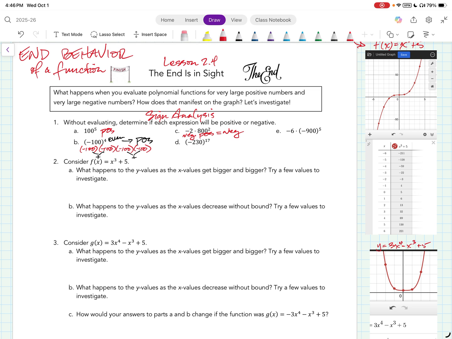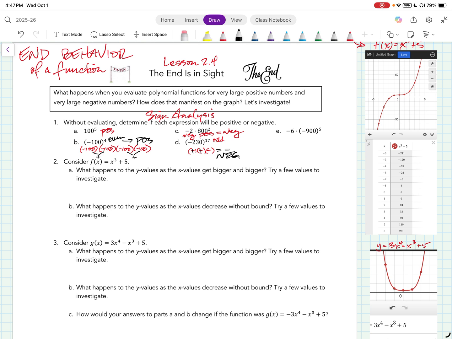Now here, negative 230 to the 17th power, we're multiplying an odd number of negatives. Anytime you multiply an odd number of negatives, like three of them, you're going to end up with a negative number. Because the first pair, a negative times a negative, is a positive. That positive times a negative, well, guess what? You're going to end up with a negative. So remember that. Anytime you take a negative number to an odd power, you're going to get a negative answer.